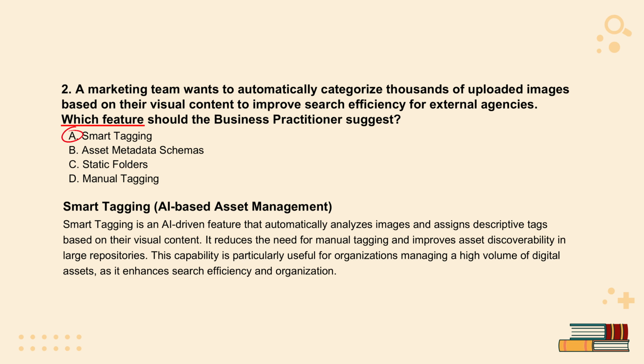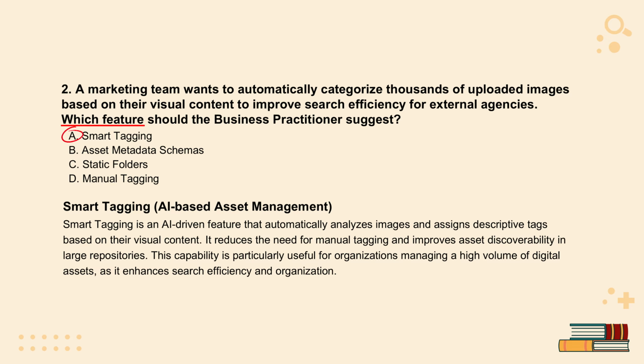This is powered by Adobe's AI, right? Exactly, Adobe Sensei. It automatically analyzes the pixels of an uploaded image and assigns relevant tags based on what it actually sees. Wow. A picture of a beach is instantly tagged with sand, ocean, and summer. It drops the manual effort to near zero.